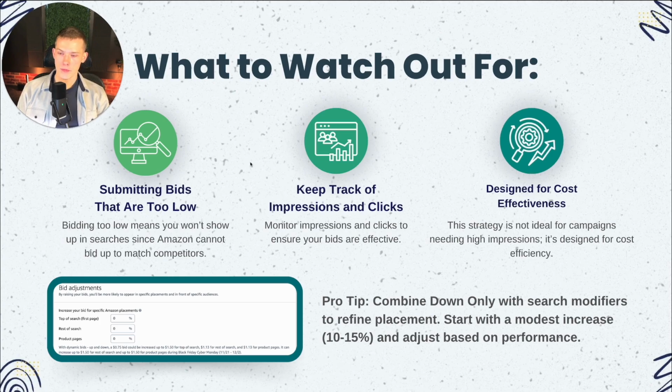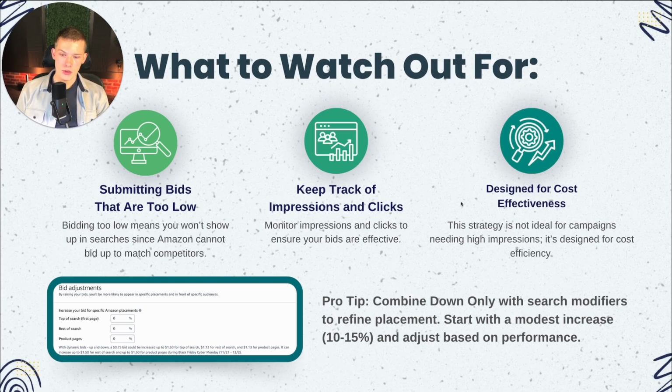You want to keep track of your impressions and clicks. Monitor them to ensure that your bids are actually effective. Like I just discussed, if your bid is too low, you're not going to get impressions and clicks. But then when it goes up higher, you want to slowly start dropping it down and keep monitoring those impressions and clicks. Are they improving? Are they getting worse? Find that sweet spot of bid range.